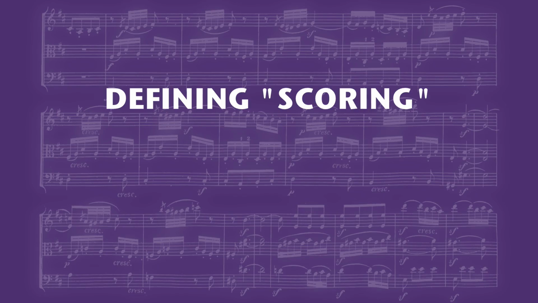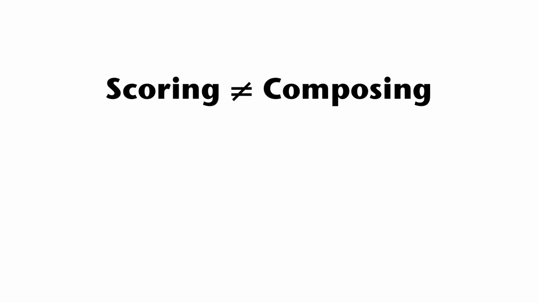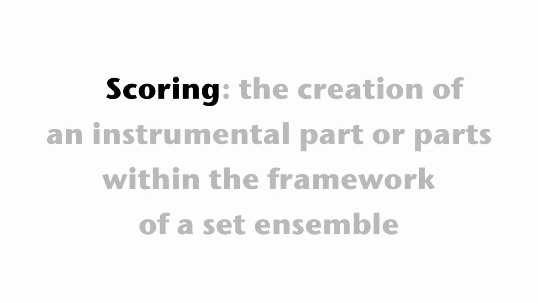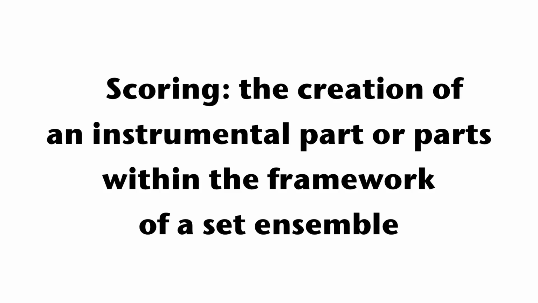Before we jump into our main topic of unaccompanied violin scoring, let's define just what is meant by the term scoring itself. It doesn't necessarily mean composing, though certainly composition may be part of the process. Nor does it essentially describe the act of arranging, though that also can have a relationship. For the purposes of this course, the word scoring means the creation of an instrumental part or parts within the framework of a set ensemble.